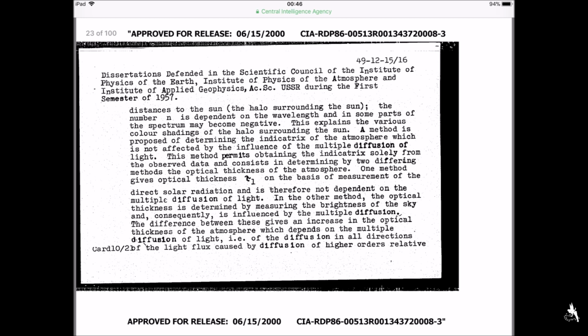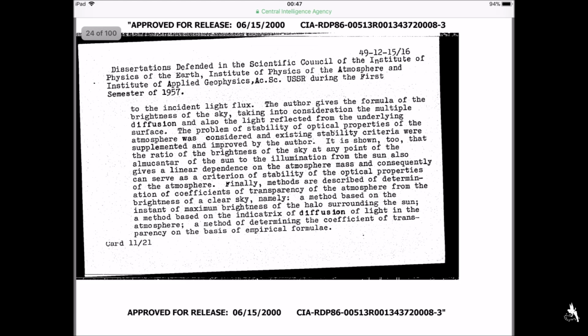A method is proposed of determining the indicatrix of the atmosphere, which is not affected by the influence of the multiple diffusion of light. This method permits obtaining the indicatrix solely from the observed data and consists in determining by two differing methods the optical thickness of the atmosphere. One method gives optical thickness on the basis of measurement of the direct solar radiation and is therefore not dependent on the multiple diffusion of light. In the other method, the optical thickness is determined by measuring the brightness of the sky and consequently is influenced by the multiple diffusion. The difference between these gives an increase in the optical thickness of the atmosphere, which depends on the multiple diffusion of light, i.e. of the diffusion in all directions of the light flux caused by diffusion of higher orders, relative to the incident light flux. The author gives the formula of the brightness of the sky, taking into consideration the multiple diffusion and also the light reflected from the underlying surface.